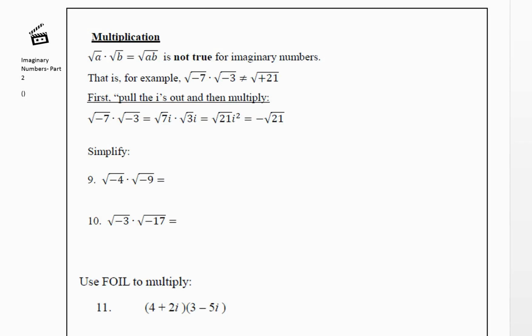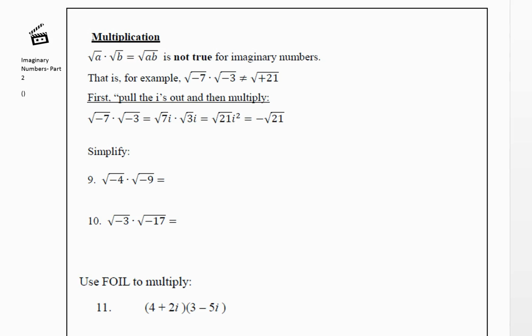Now we're going to talk about multiplying complex numbers. When we have real numbers and you're multiplying them under the square root, you can just make it one square root and multiply the real numbers. But unfortunately, that's not true for complex numbers. First, you have to simplify them, pull out the i, and then you can multiply.